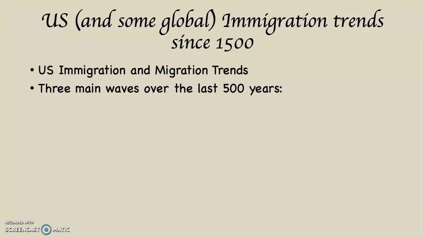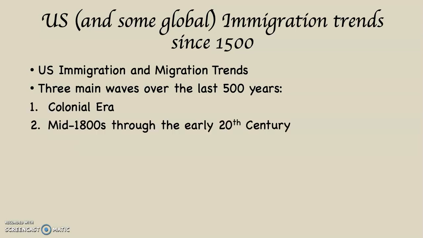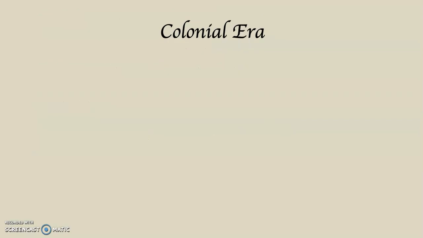There have been 3 main waves of migration, immigration into the United States over the last 500 years. The Colonial Era, the mid-1800s through the early 20th century, and then the post-World War II era. Do you know when World War II was? What year did it end? Good, 1945. We got to have that. The Colonial Era is pre-1840.